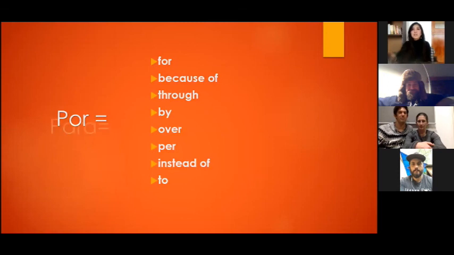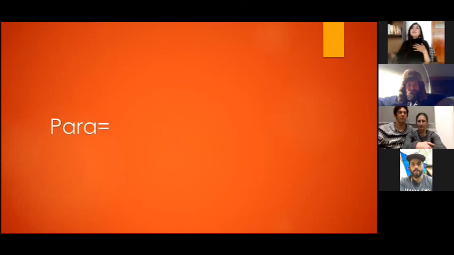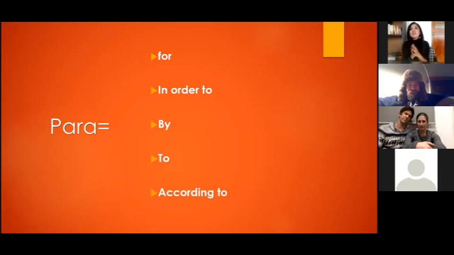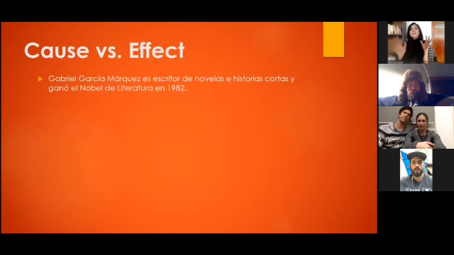So those can be the meanings of por. And then para, we can have for, in order to, by, to, and according to. But for every single meaning of this, you need to know that it will be what you're gonna get at the end, like the final destination of things, instead of por being the way through things. Okay, so these are good things you can have in mind to know what is what.